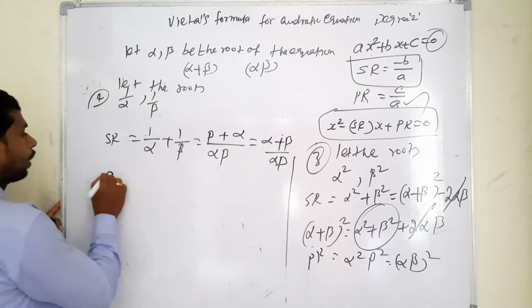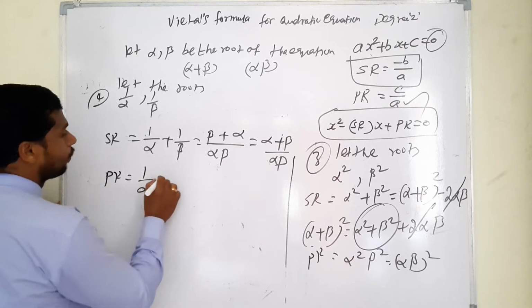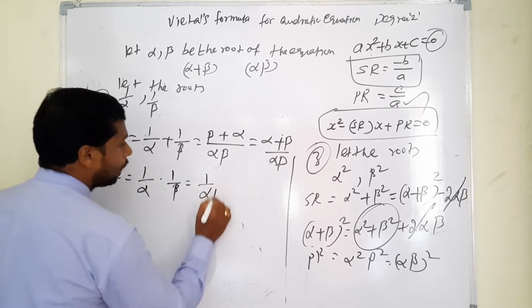Then product of the roots, what will happen? So product of the roots means 1 by alpha into 1 by beta is equal to 1 by alpha beta.